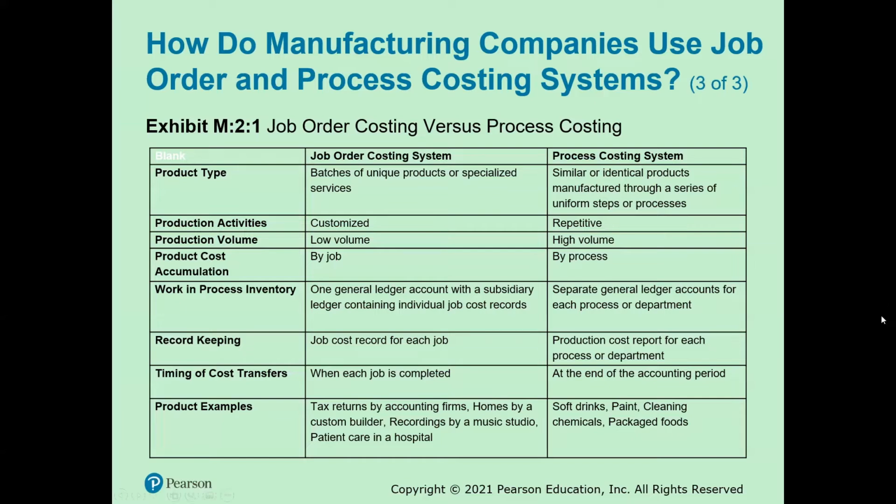With the job order costing system, the product type is batches of unique products or specialized services, whereas with the process costing system, the products are similar or identical, manufactured through a series of uniform steps or processes. In job order costing, the production activities are customized, whereas in process costing, they're repetitive. Product cost accumulation in the job order costing system is by job, whereas in the process costing system it is by process.